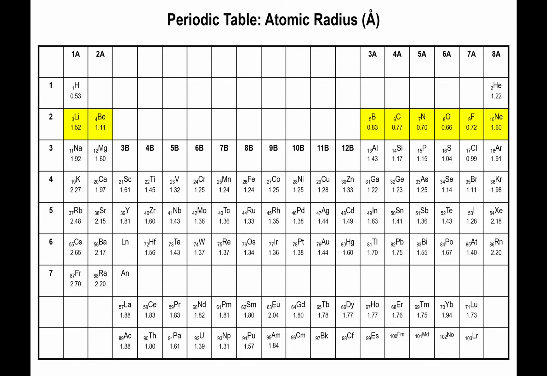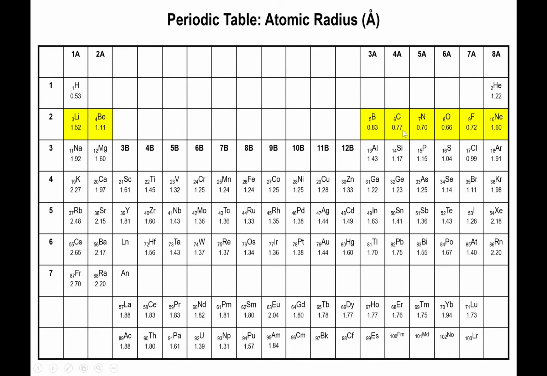Now, when you scan the elements from left to right, you see also a trend, but the trend is a little bit more mysterious as to why it happens. And we're going to analyze the reasons as to why this is happening in the first place. But starting with the second row, if we look at lithium and we move on to beryllium, we see that the size decreases. It goes from 1.52 to 1.11. And when we go from beryllium to boron, the size decreases further to 0.83.